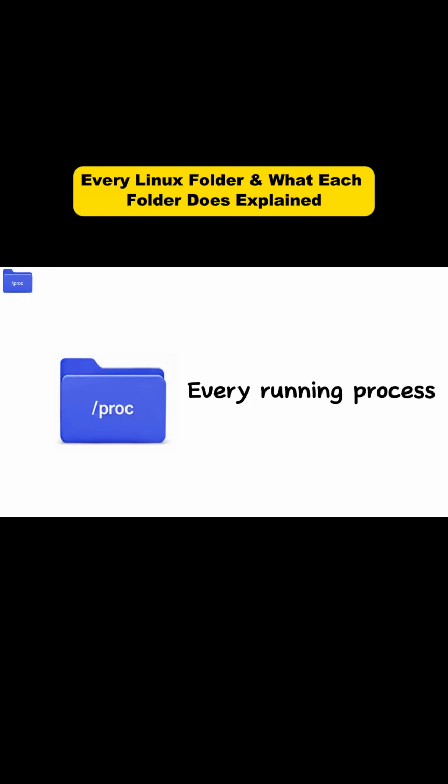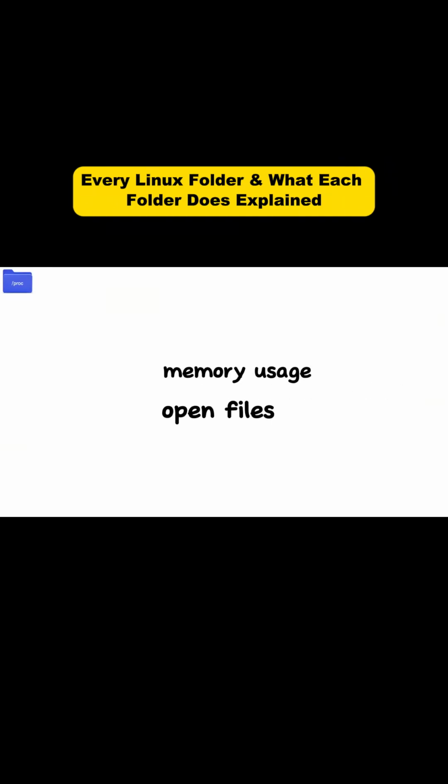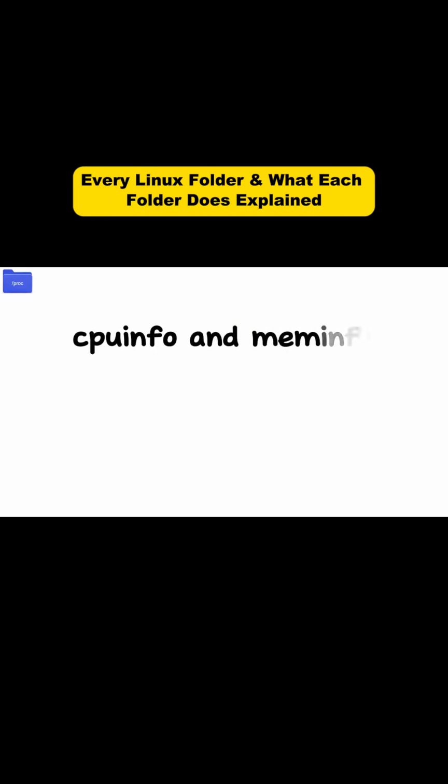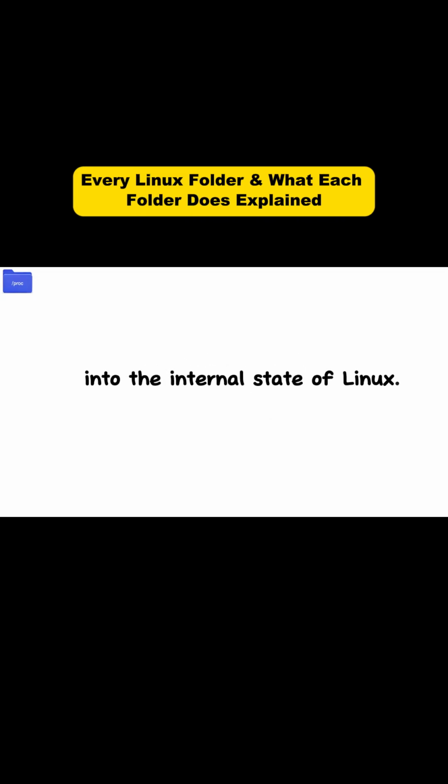proc file system. This is a virtual file system created dynamically by the kernel. Every running process gets its own numbered directory containing information about memory usage, open files, and running commands. Files like cpuinfo and meminfo provide real-time details about the processor and system memory, making proc one of the main windows into the internal state of Linux.